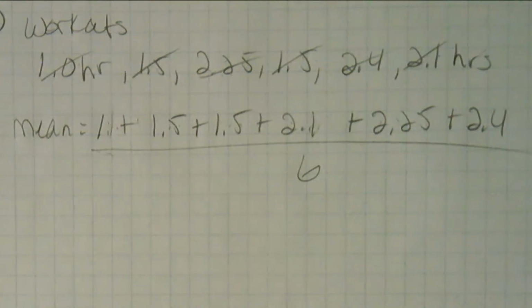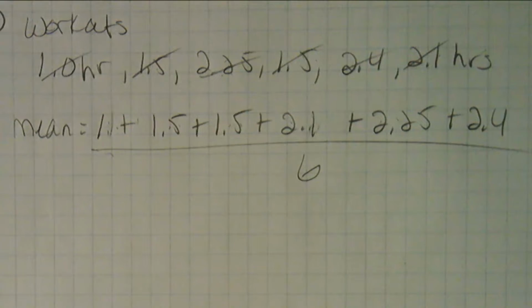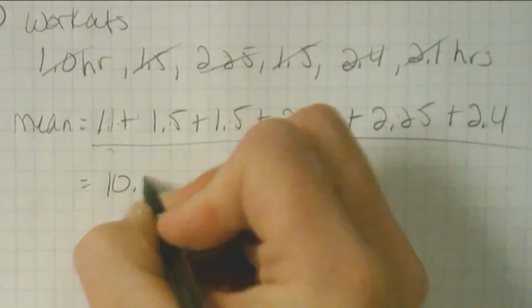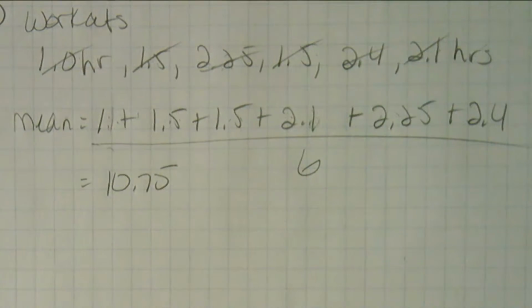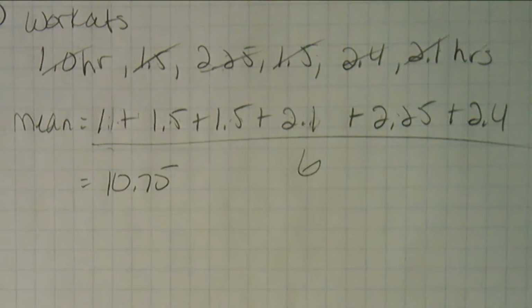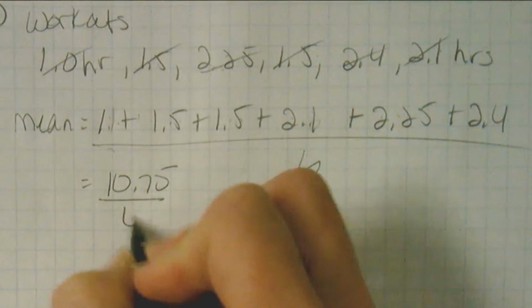Okay. So if I add all these together, I'm going to do it real quick. I have 1 plus 1.5 plus 1.5 plus 2.1 plus 2.25 plus 2.4. And I end up with 10.75. How many of you guys got 10.75? Yes? Okay. Divided by 6.